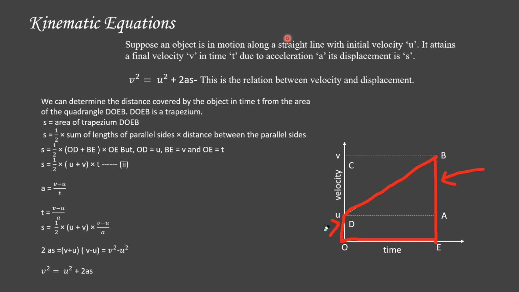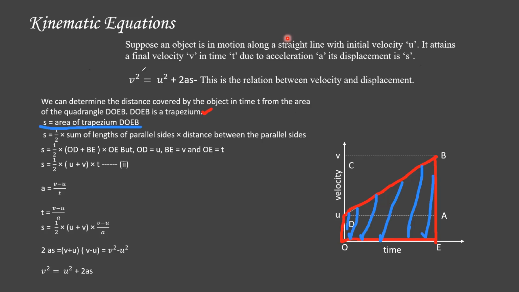I'm just going to quickly erase this. So this is the trapezium we got. Now we'll go ahead. Okay, so DOEB is a trapezium. We are over here. S is equal to the area of trapezium DOEB. I'll change the color so that you can understand. S is this, all of this. The entire area of the trapezium is the displacement. Okay, so this is displacement.